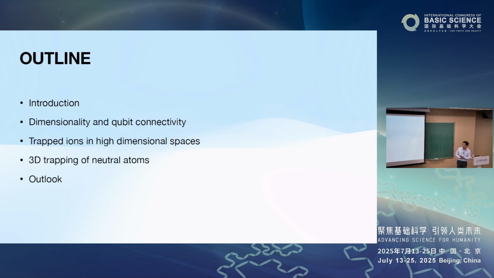So here's a brief outline. After the introduction, I will briefly mention the importance of dimensionality and qubit connectivity in quantum information systems. Then I'll tell you about trapped ions in high dimensional spaces, and then 3D trapping of neutral atoms, with a little bit of outlook at the end.